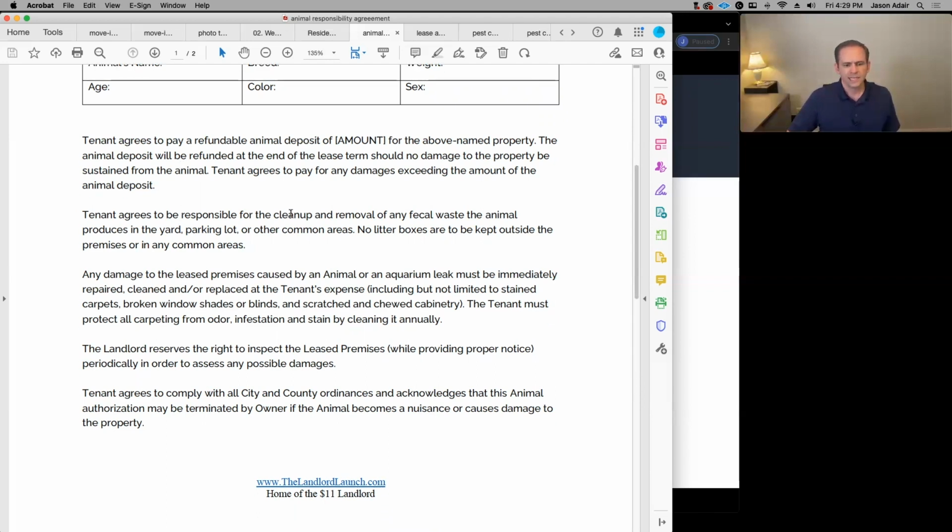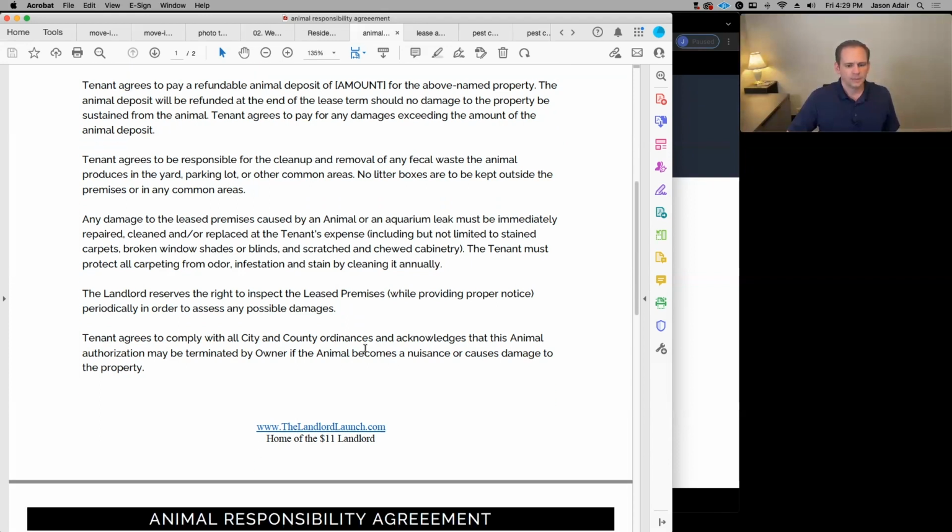Must be responsible for cleanup and removal of any fecal waste of the animal. No litter boxes to be kept outside. Aquarium leaks. It's a general type of deal. But if there's certain things that you need to deal with or things you want to include in there, you add it in here.